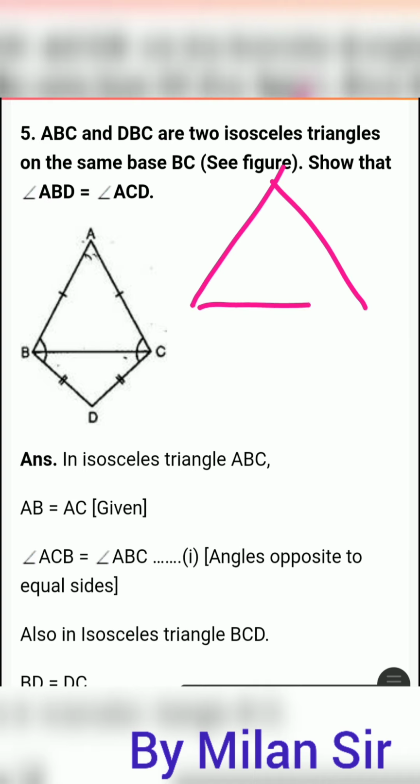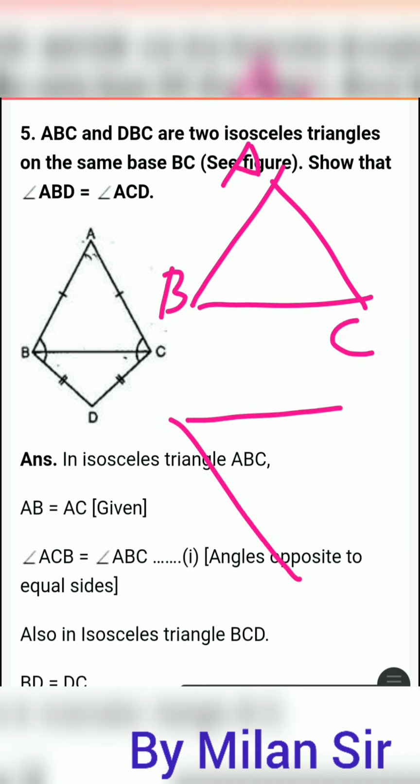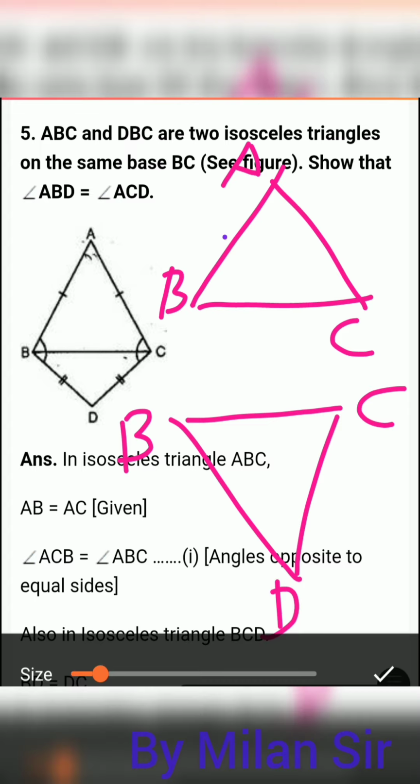Okay, now here A, B, C and B, C and D. Okay, now ABC is an isosceles triangle, so AB is equal to AC. Now in upper triangle ABC, if AB is equal to AC, then two opposite angles are same. Two sides are same, then opposite angles are same. So these two opposite angles are same, right? So angle B and C both are same.